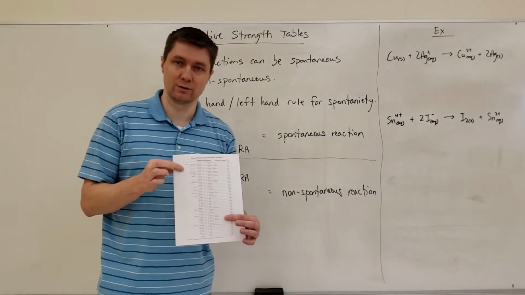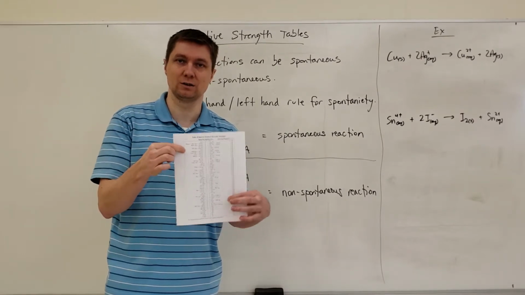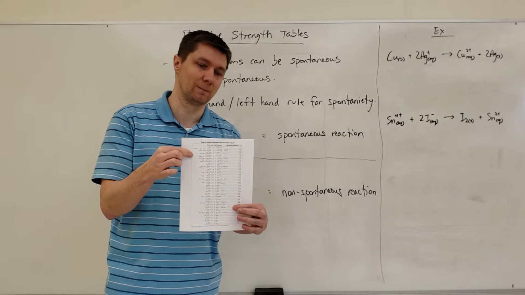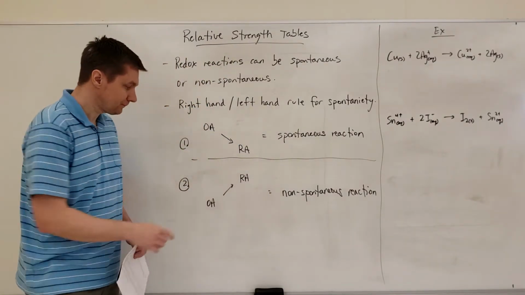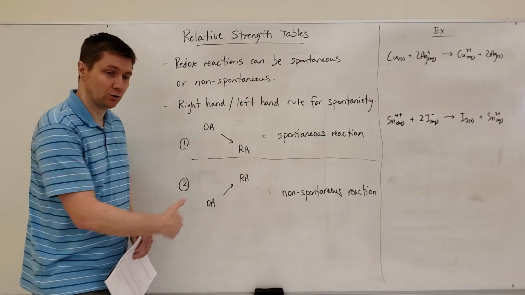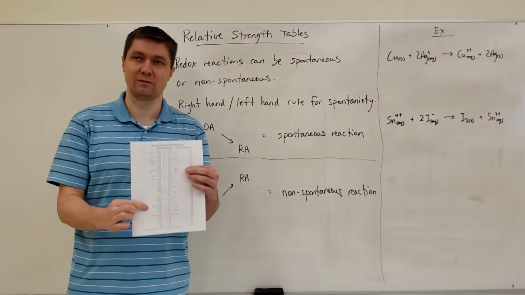So that's how we know whether something is spontaneous: if I see my fingers look like this, my oxidizing agent is above my reducing agent. For a non-spontaneous reaction, if my oxidizing agent is below my reducing agent, then that yields a non-spontaneous reaction. So if my fingers look like that.